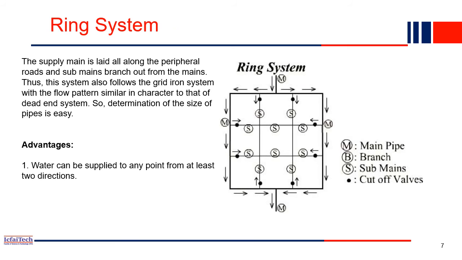Now the third one is the ring system. In the ring system, what is the difference? This also looks like the grid pattern, but the only difference is that here the main will be going along the periphery of this entire network.